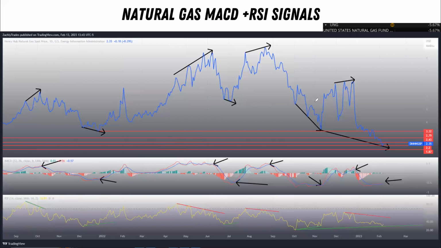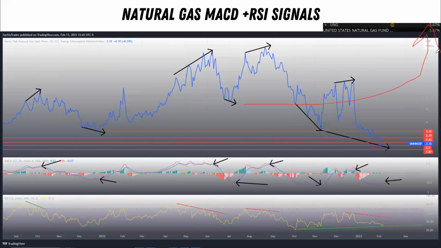Now, similar to UNG, we do have a bullish divergence currently at the moment. So if you take a look, we have a low right here, and then we have a lower low right here. Now on our relative strength index, we have a low and we also have a higher low. So this does indicate we could see some bullish activity in natural gas, which is why I've started a position.